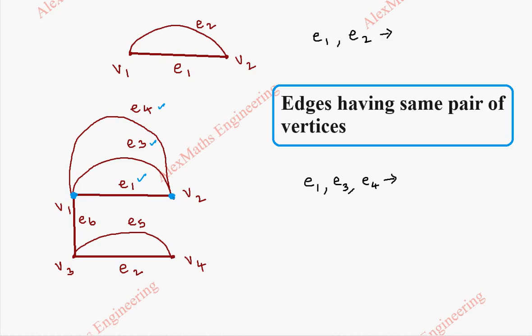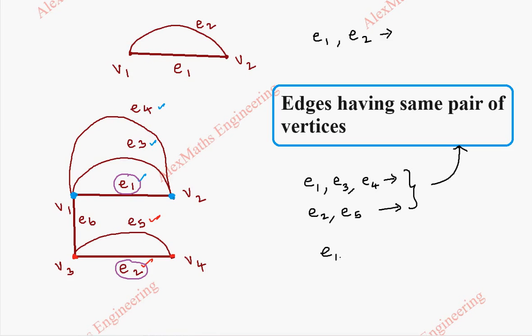edges. In the same way, we can also see here this E2 and E5 are connected with V3 and V4. We cannot say E1 and E2 are parallel because they are connected with different vertices. So here we can say E1, E3, E4, then E2, E5, these are all satisfying this condition, that is edges having the same pair of vertices.